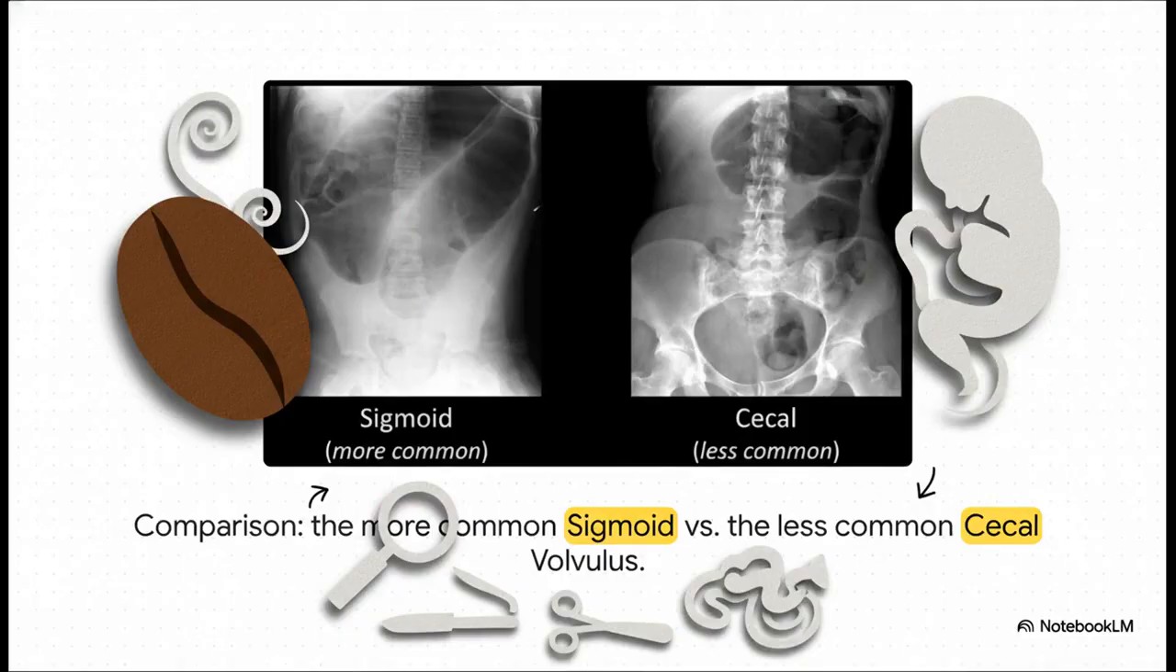This side-by-side view is just excellent for comparison. On the left, you see that huge coffee bean of the sigmoid volvulus with no haustral markings. Compare that to the right. The cecal volvulus often looks more like a kidney, or some people say a fetal shape. Recognizing the specific shape and the location is absolutely key to getting the diagnosis right.